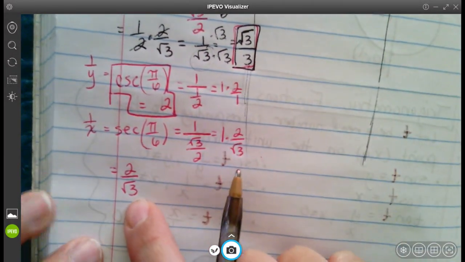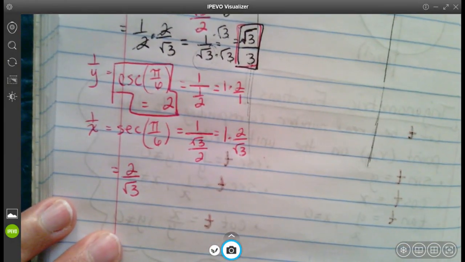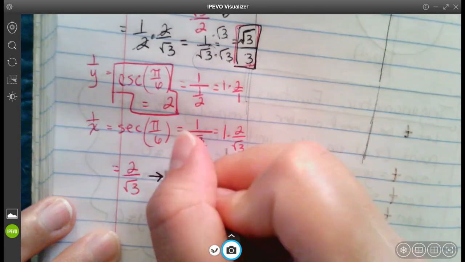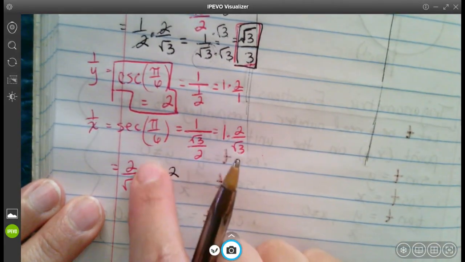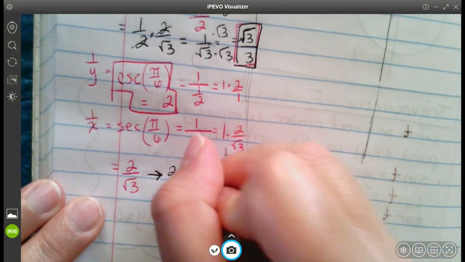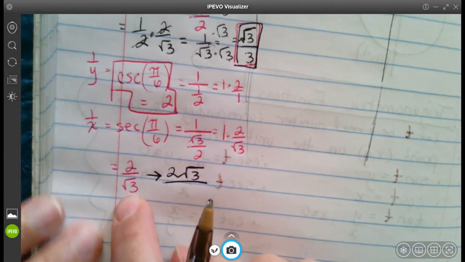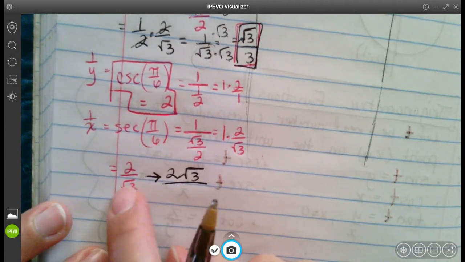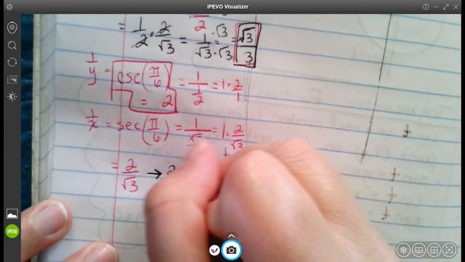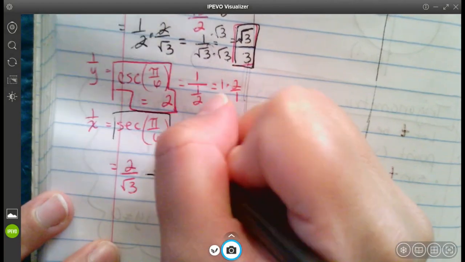And again, we have that root on the bottom, which we're not allowed to have. So here is the shortcut for this. Whatever's on the top stays on the top. This number, remember, you're actually going to multiply the top and the bottom by it. So we end up with square root of 3 up here. And if you multiply square root of 3 on the bottom again, the roots kind of, I don't want to say cancel, but they kind of neutralize each other out, and it just ends up as a 3. So this is the answer for secant.